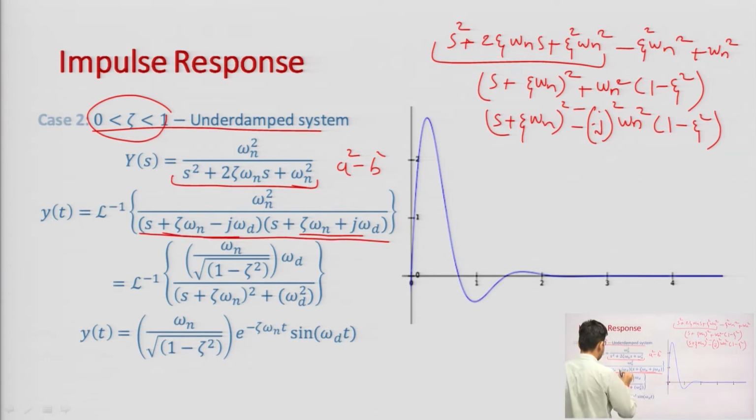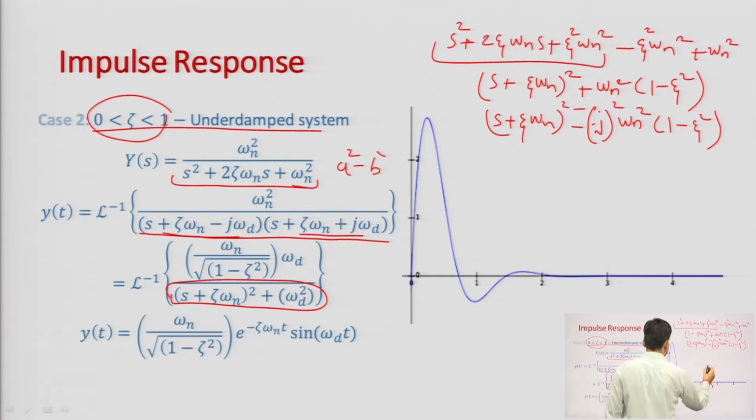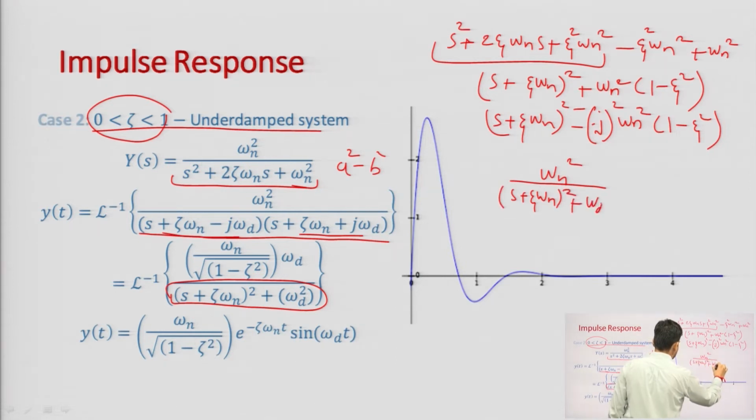Okay. Now, I have to do what? Just separate it, you will get this term basically in the denominator. Now, I have to make it in time domain. So, I have to take the Laplace inverse of this whole equation. So, till now I am getting this equation, that is omega n square over s plus zeta omega n whole square plus omega d square.